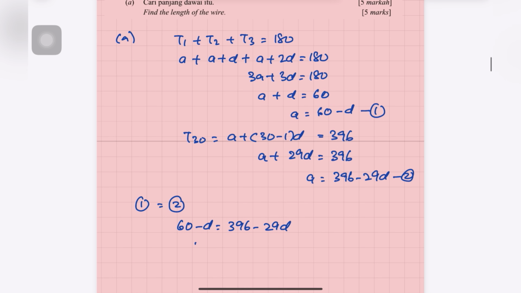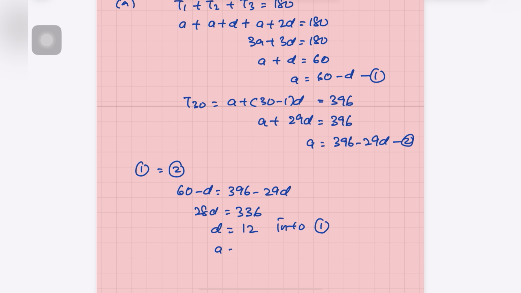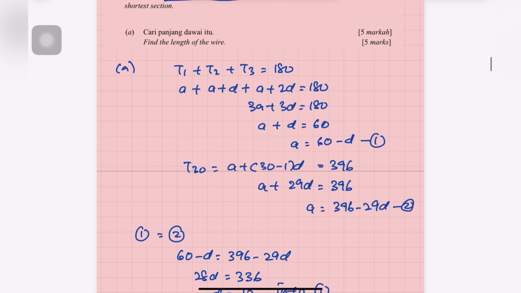So you all get 28D equals to 336. D is 12, so it can go into 1 or 2. So I choose 1. So A equals to 60 minus 12. So A equals to 48. Okay, we're not finished yet, because it asks us to find the length of the wire.